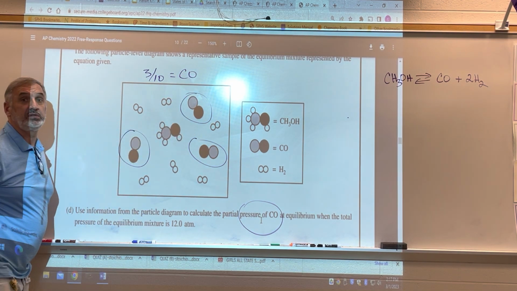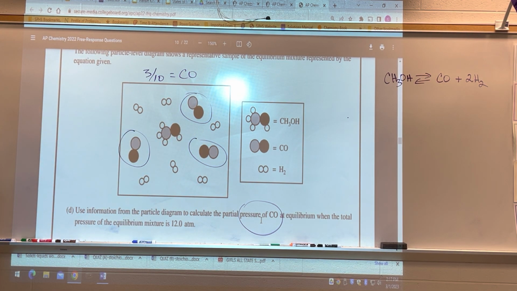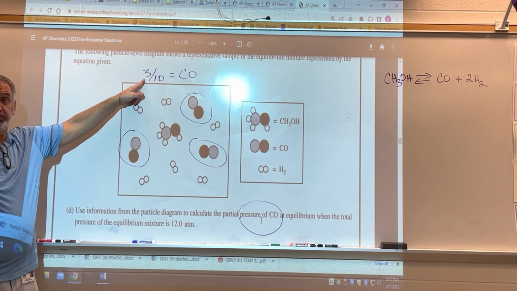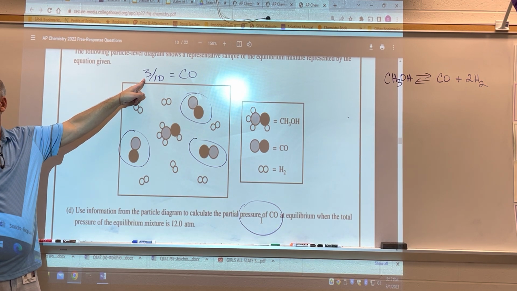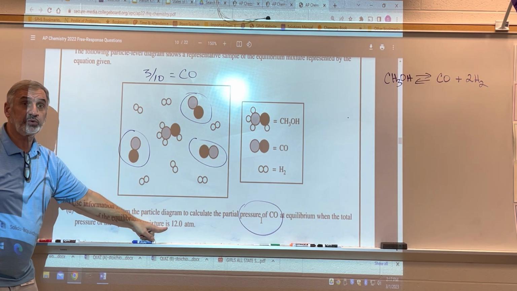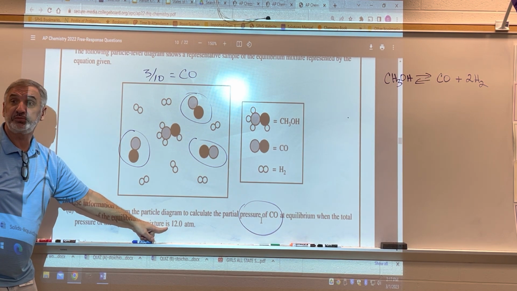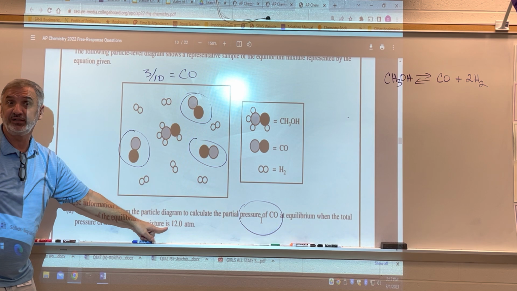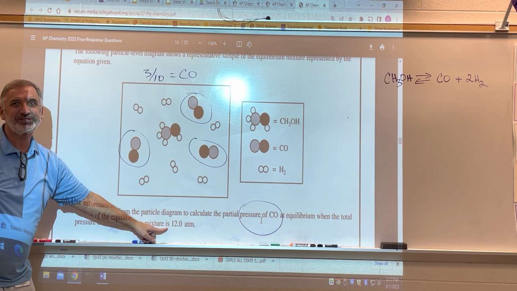So what does that mean about the pressure? So 30% of the pressure is due to CO because 3 out of the 10 molecules are CO. So the total pressure is 12. So 30% of 12, mental math. No, it's not 4. It's 3. 12 times 3 is 36. 3.6.